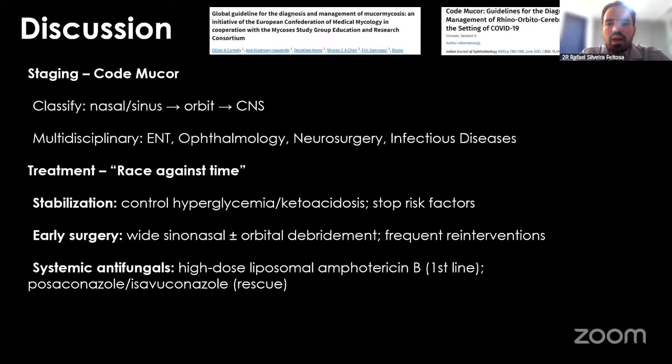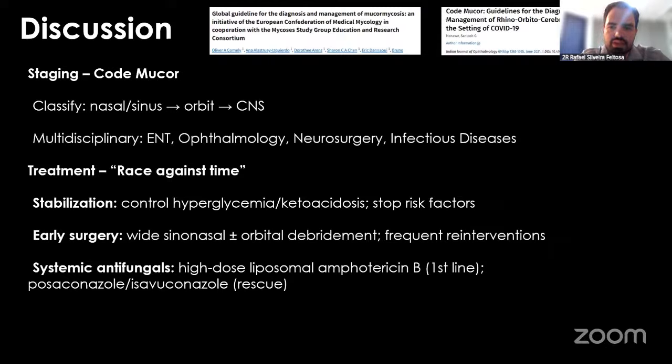According to the protocol, the first step is to classify the extent of the disease, beginning in the nasal or sinus region, then progressing to the orbit, and eventually to the central nervous system. A multidisciplinary approach is crucial, involving the teams of otolaryngology, ophthalmology, neurosurgery, and infectious disease, working together to plan both surgical and systemic management.